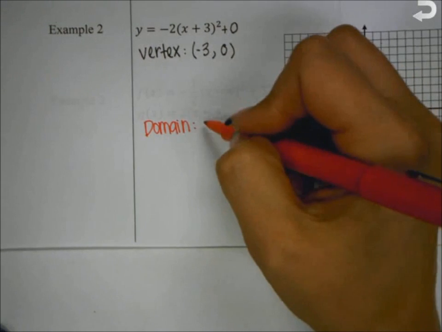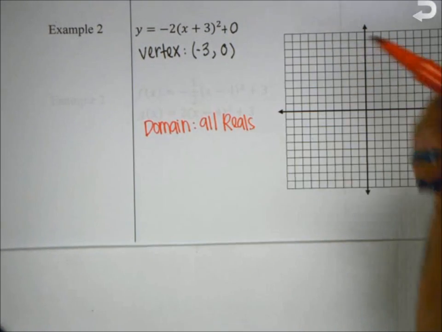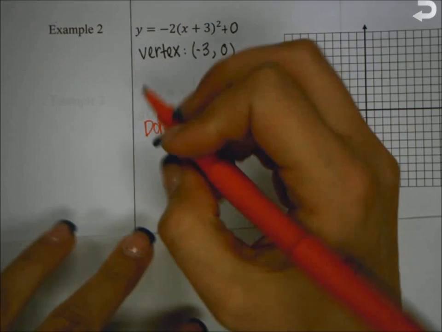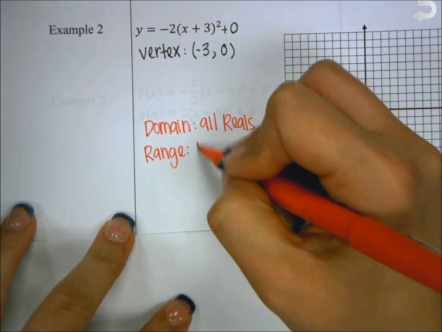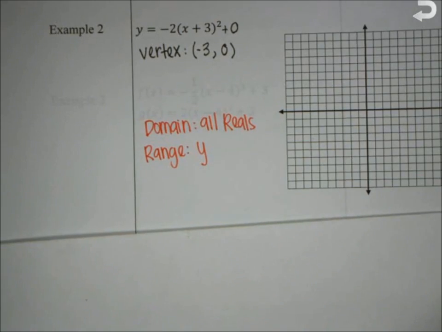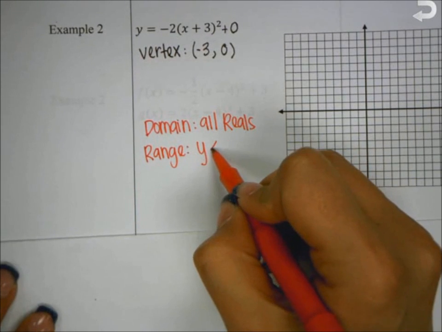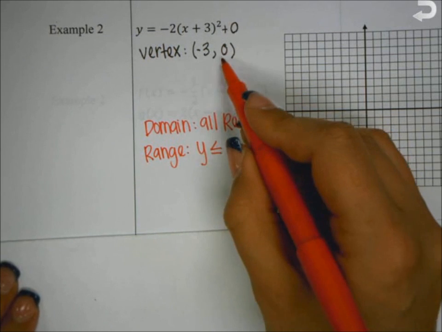Okay, what about my range? Range is always going to deal with the y value, so we're just going to automatically put a y there. Now it's opening down, so it's going to be less than or equal to what? 0. We're looking at the y value here. That would be our answer. Let's graph it just to check. So we already know our vertex.